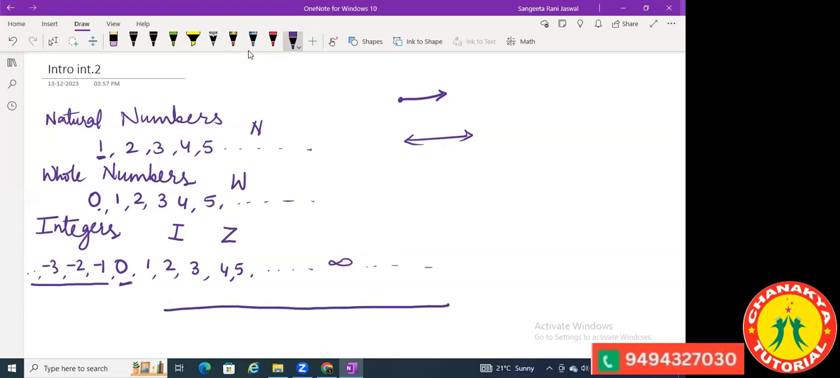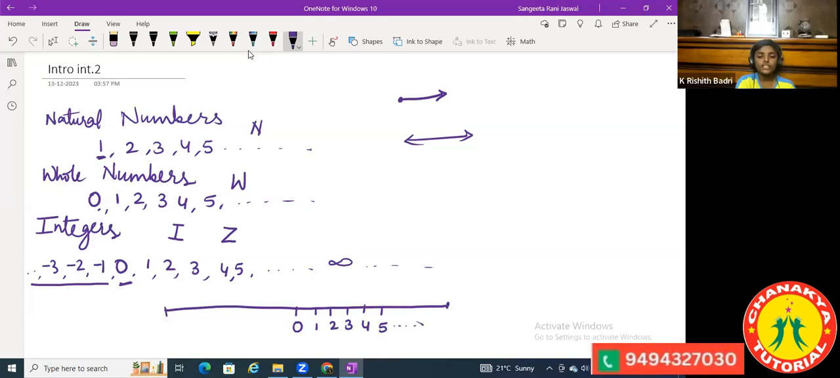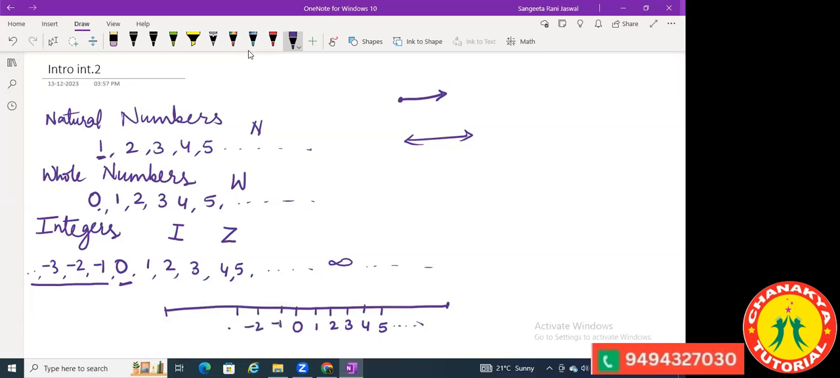Now, if I have to plot some number, I draw a number line here. The middle part is 0. In the center, I have 0. On my right side, I have all positives. Whenever you draw a number line, the right side of 0 has all positive integers. The left side of 0 has all negative integers. Okay.